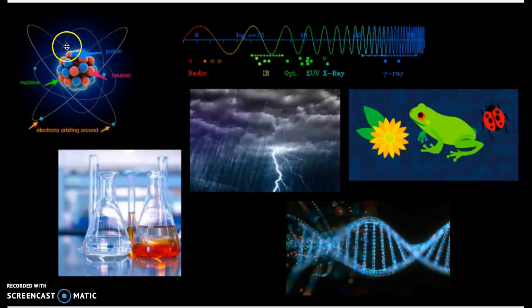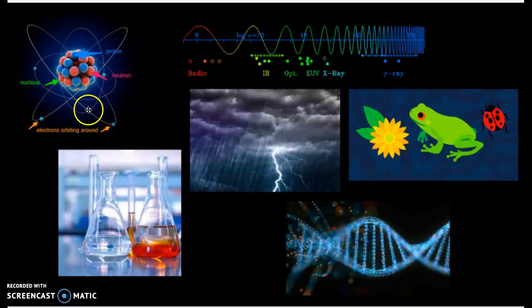So right here is an atom, and we are going to be studying matter. And all matter is made up of atoms. So we're going to be studying important concepts like mass and volume and density. Those are all critical to our study of matter. And then we're going to find out, as I mentioned, that matter is made up of atoms.